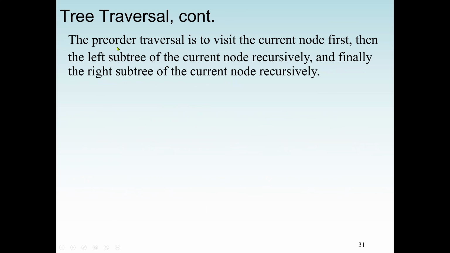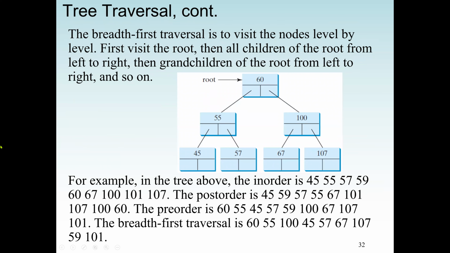Then next is the pre-order. Pre-order means pre, so we visit the current node first. Then we go through the left subtree. Then we go through the right subtree. And also the breadth first traversal. As we said, we have to visit the nodes level by level, which means I'll go through 60, 55, 100, 40, so we go level by level.